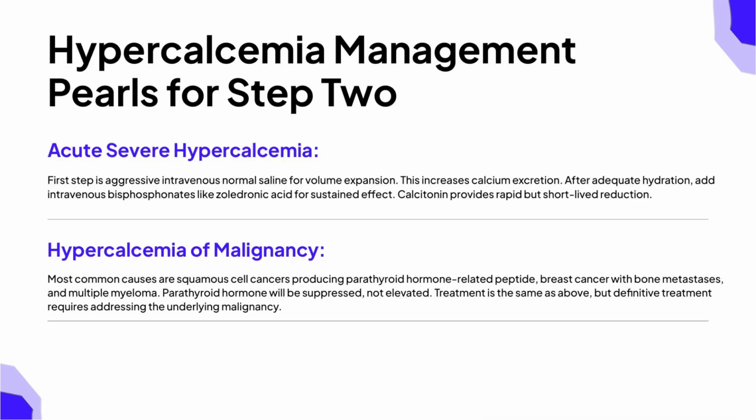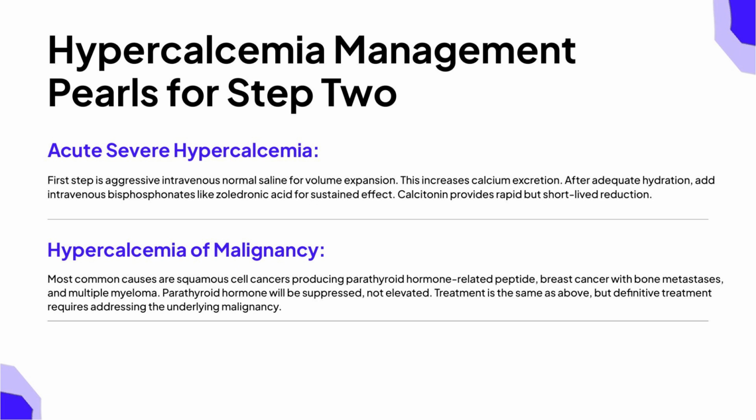Let me share some high-yield management pearls for hypercalcemia. For acute severe hypercalcemia, meaning calcium above 14 or any symptomatic patient, the first step is always aggressive intravenous fluid resuscitation with normal saline. Volume expansion increases renal calcium excretion. Give 2 to 4 liters in the first 24 hours if the patient can tolerate it.